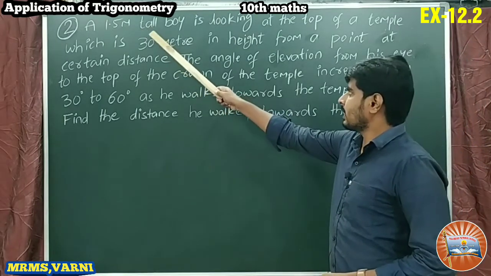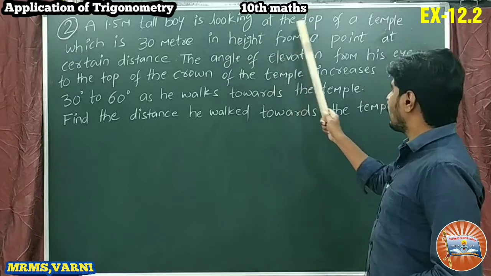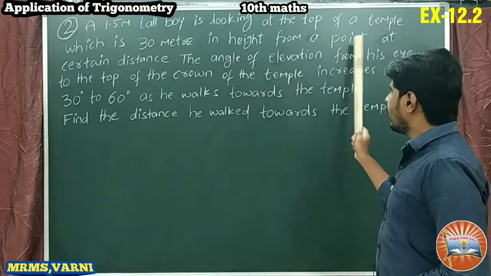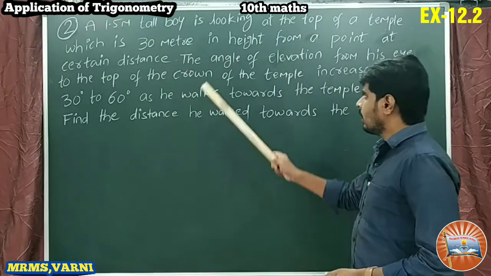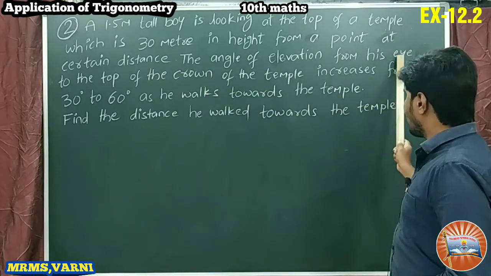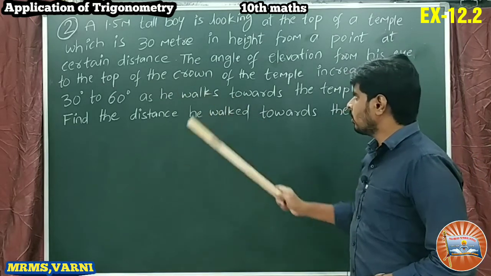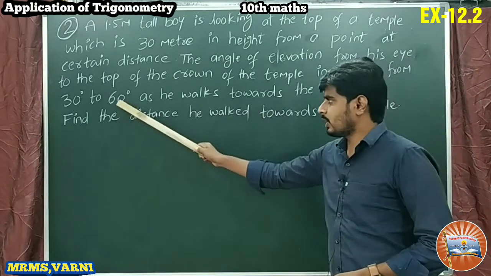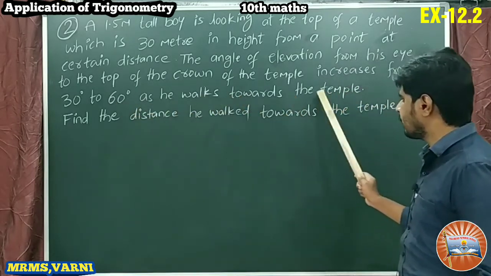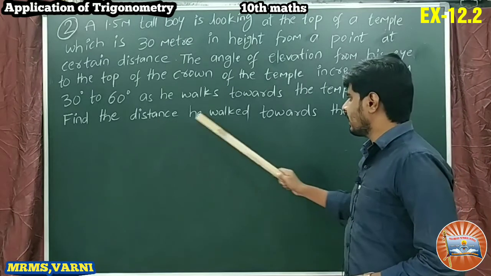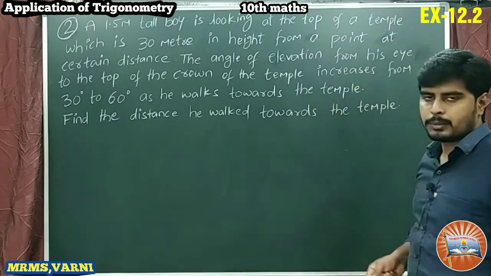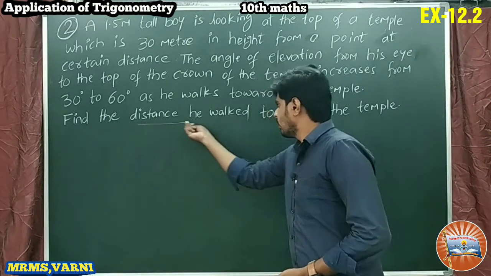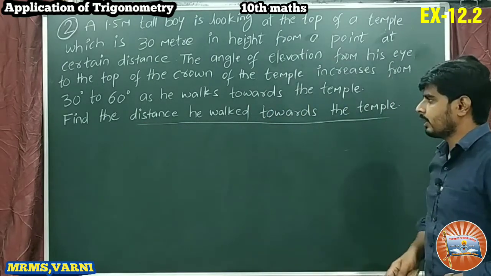A 1.5 meters tall boy is looking at the top of a temple which is 30 meters height from a point at a certain distance. The angle of elevation from his eye to the top of the temple increases from 30 degrees to 60 degrees as he walks towards the temple. Find the distance he walked towards the temple. So we have to find the distance he walked towards the temple.